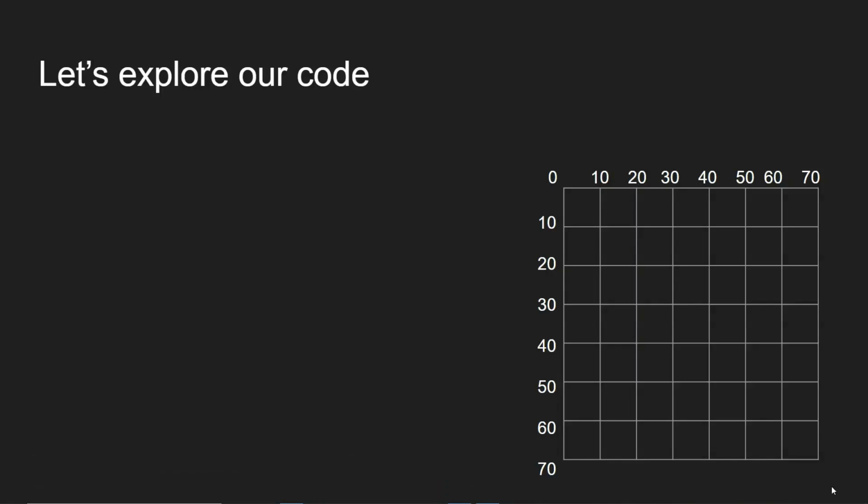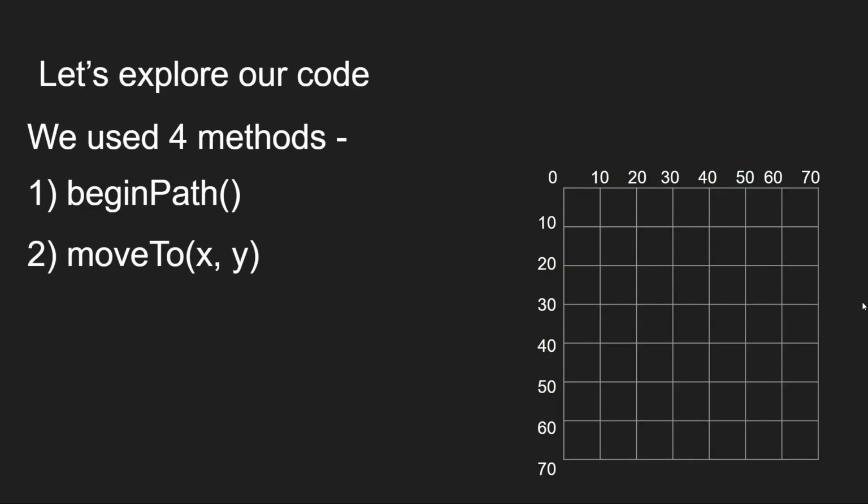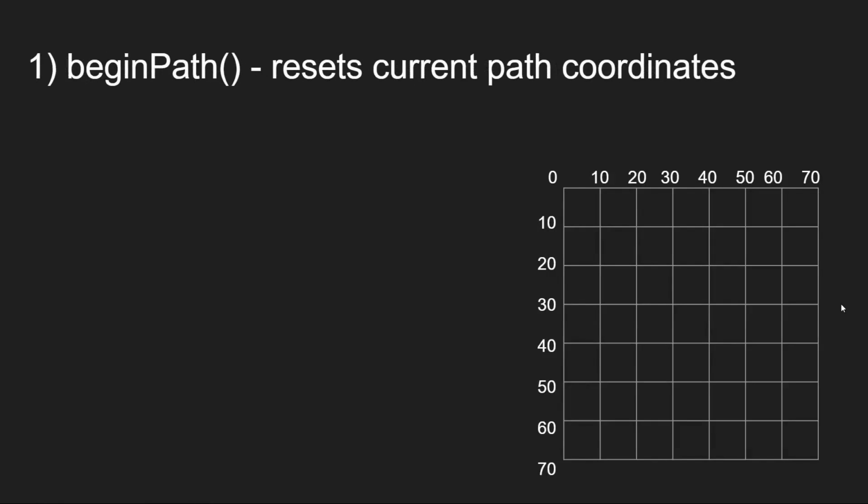Let's explore our code. We use 4 methods that are beginPath, moveTo method with x, y coordinate as arguments, lineTo method with x, y coordinate as arguments, and the last one is stroke. Let's go through all these methods. So beginPath resets the current path coordinate to 0, 0.